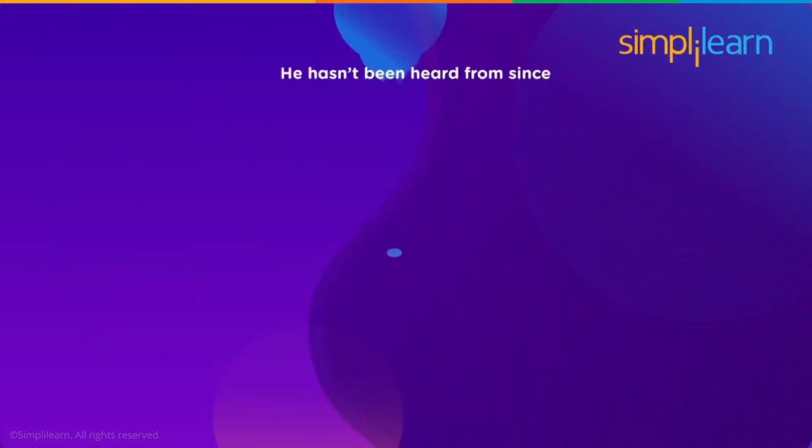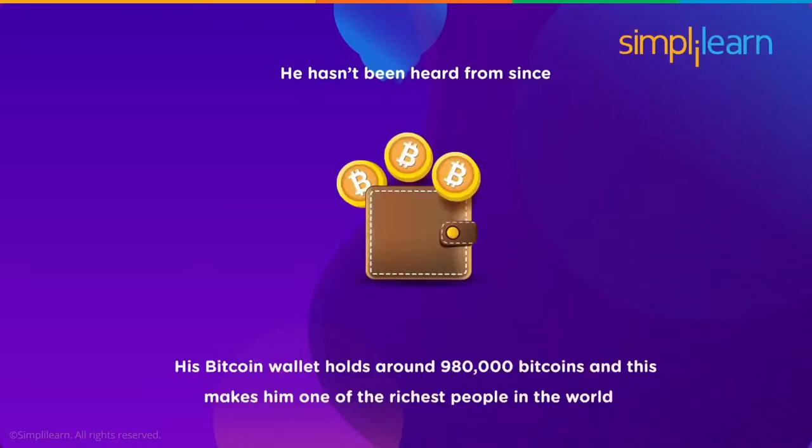Now, just like his identity is shrouded in mystery, nobody really knows if he's even alive or dead. The only communication people had with him were through emails and forums. His Bitcoin wallet holds around 980,000 Bitcoins, which makes him one of the richest people on the planet.